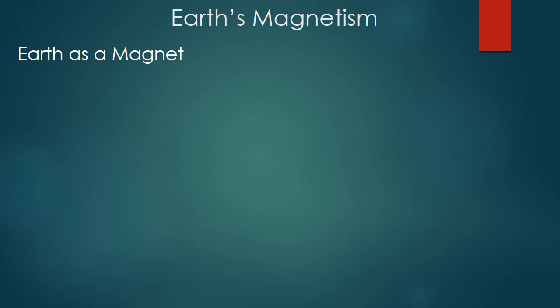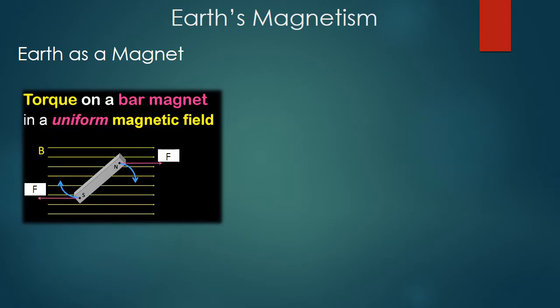Now we will discuss Earth's magnetism. Earth as a magnet. When we have a magnet and we place this magnet in space which has a magnetic field, then a torque will act on it. We discussed it already in the previous topic. In the figure, you can see a uniform magnetic field.